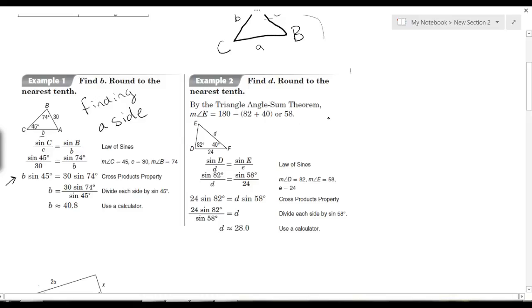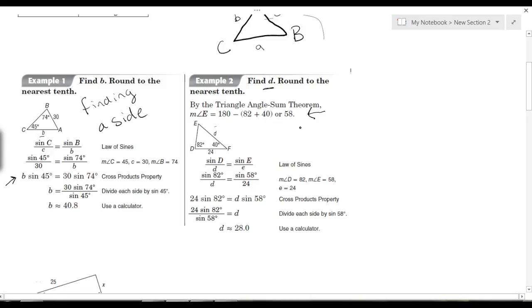So here we have another example where it's asking us to find, again, a side. It's asking us to find side D. Side D is opposite angle D. And we have side E here, which is opposite angle E. So the first thing we need to do is find out what the measure of angle E is. And that's what they've given us here.